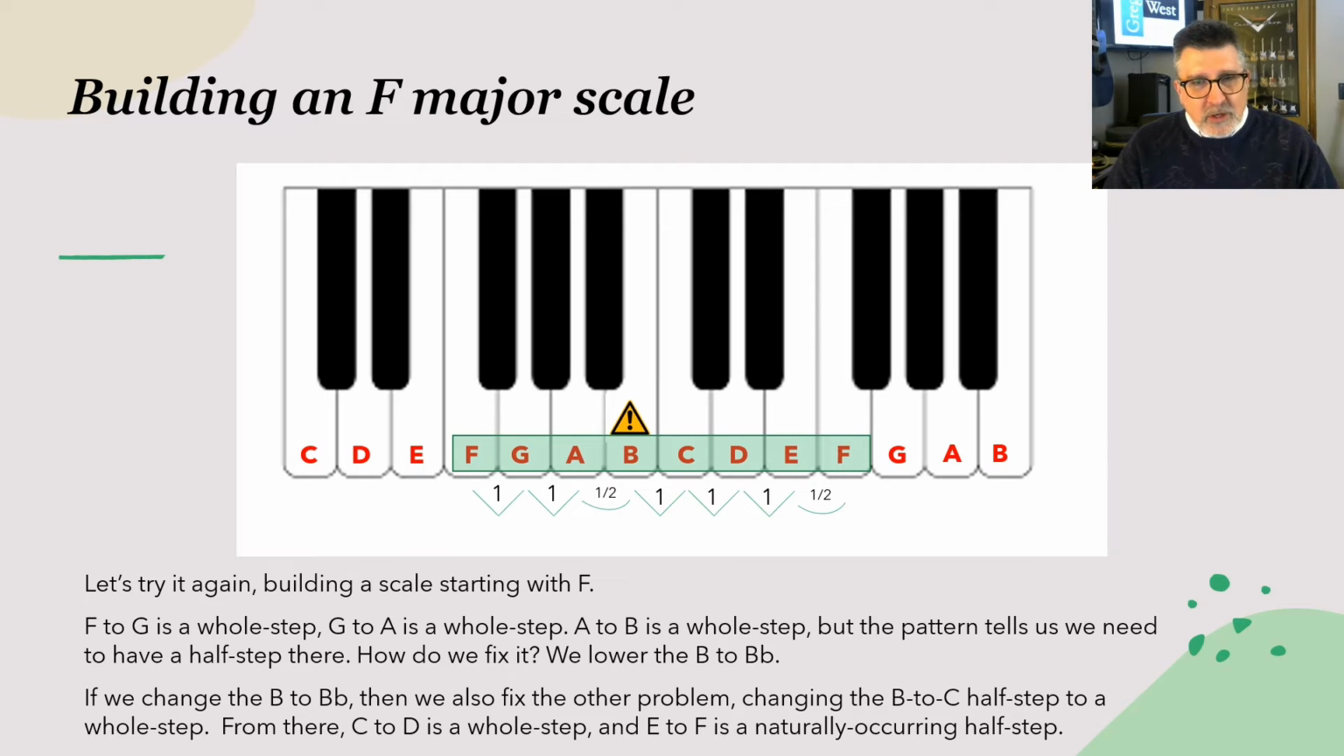That's a 2-fret jump. So now we go C to D, that's a whole step, that's good. D to E is a whole step, and E to F is one of those naturally occurring half steps, so we don't have to do anything there. So by adding a flat on the B, by lowering it 1/2 step, we correct the sequence and preserve the pattern of the major scale. So an F major scale would have a B flat in it.